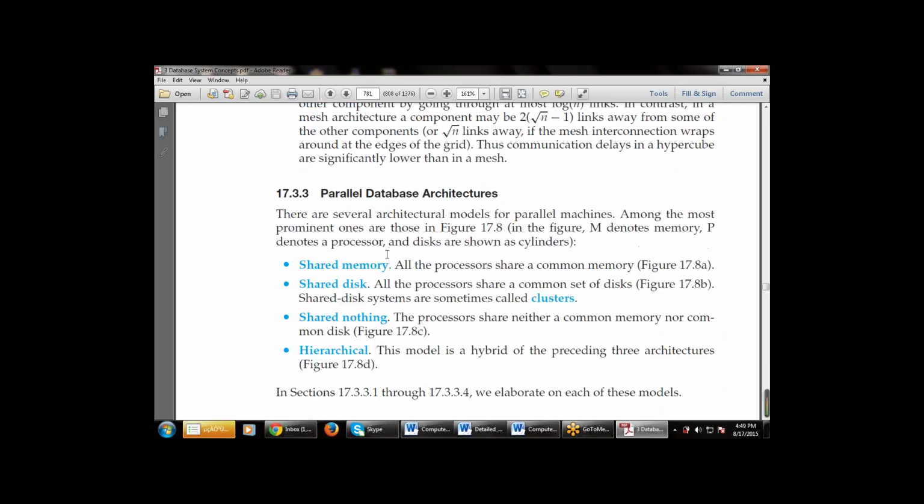First is shared memory, where all the processors share a common memory. There will be one memory space, and that memory will be shared by multiple users, clients, and parallel systems. Then there is shared disk, where all the processors share a common set of disks. They are sometimes also known as clusters. Then shared nothing, where the processors do not share any common memory or disk. Then hierarchical, which is a hybrid of the preceding three architectures.